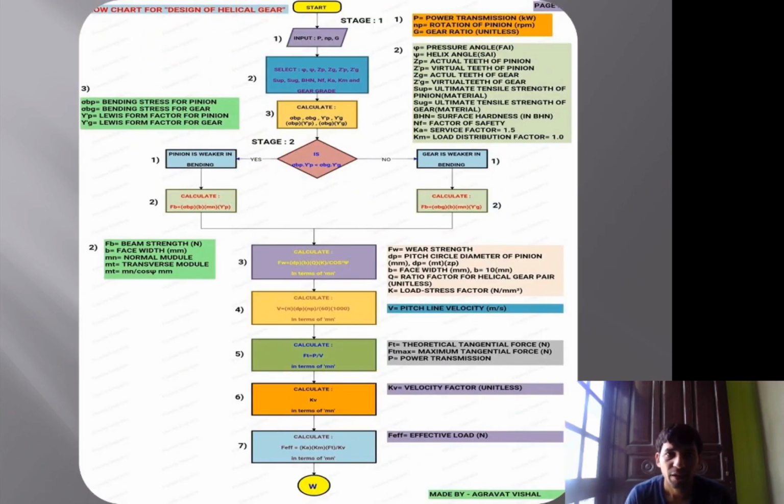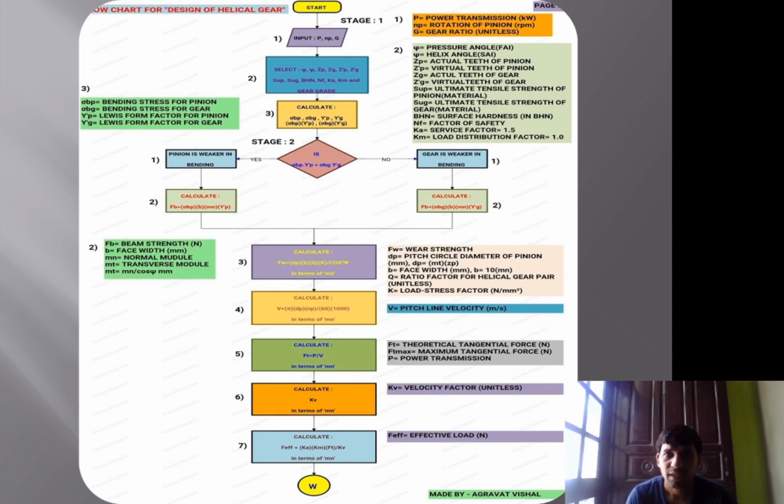Next is the first flowchart diagram, with the help of which we can understand the design procedure of the helical gear. This design procedure is for the helical gear only. But you know that the design procedure of all the gears is similar, so we can understand the design procedure of spur gear, helical gear as well as bevel gear.